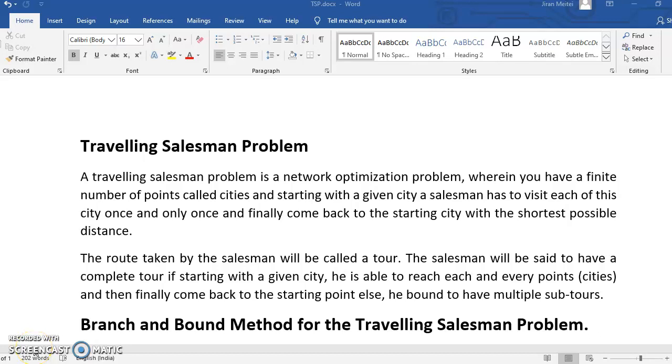Hi friends, today we're going to learn how the branch and bound method is used for solving a traveling salesman problem. Before we go inside the branch and bound method, let us first understand what a traveling salesman problem is.